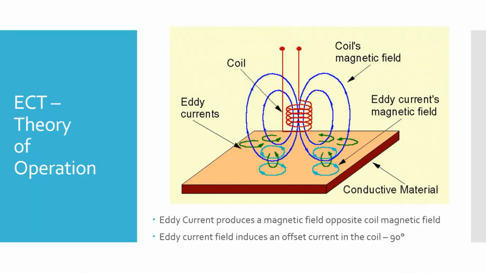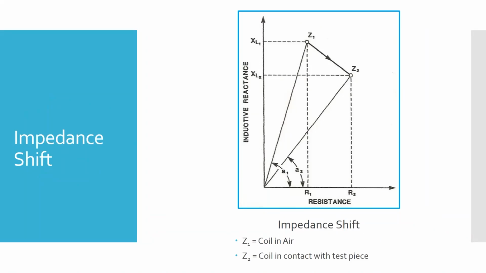So the eddy currents produce a magnetic field. That magnetic field that they produce is opposite the one that the coil was producing. And that creates an opposed current in the coil. It's 90 degrees off. That's where that 90-degree offset comes from. That's part of inductive reactance. And so that causes the impedance shift that we see. And then we take that, we track it over time, and we put it on a display that we can see in order to perform the test.